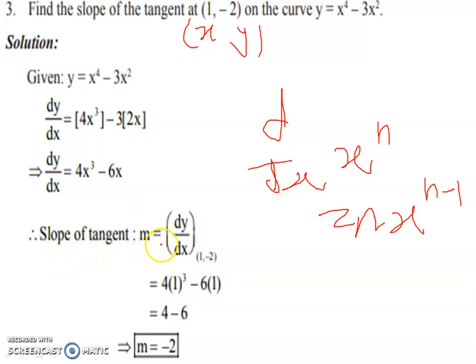Slope of tangent m is equal to dy by dx at the point 1 comma minus 2. We have to put the value of x. x is 1. 4 times 1 cube minus 6 into 1, that is 4 minus 6. So m is equal to minus 2. Therefore, the slope of tangent at 1 comma minus 2 on the curve y is equal to x raised to 4 minus 3x square is m is equal to minus 2.